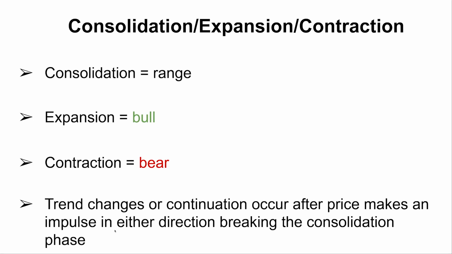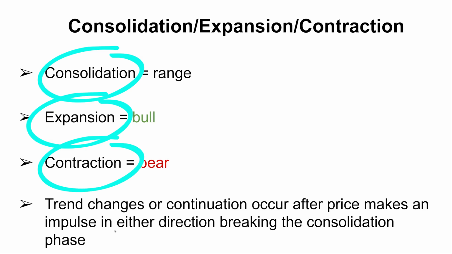Identifying market structure. It's important to identify the origin of the market structure. If it's a bullish market, we are making higher highs and higher lows. If it's a bearish market, we are making lower highs and lower lows. Consolidation, expansion, and contraction all play into this.